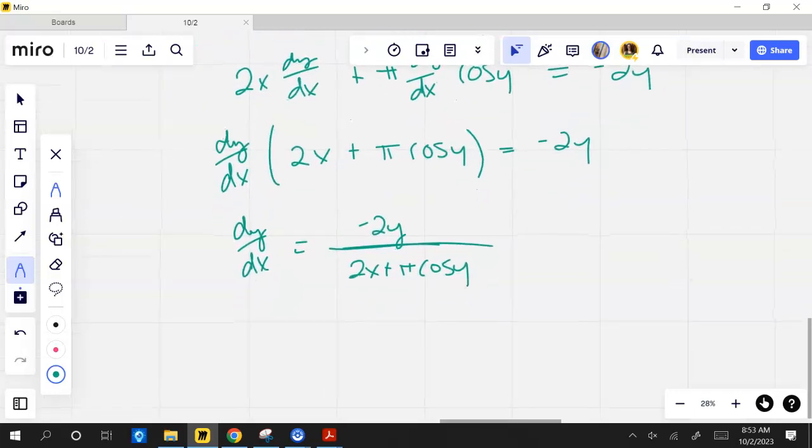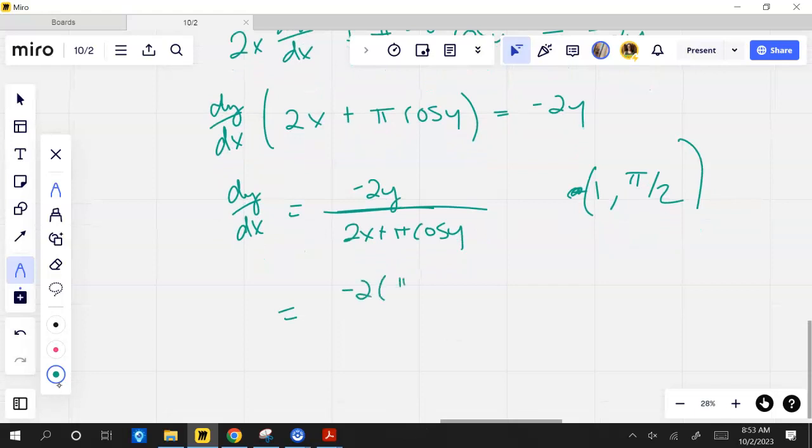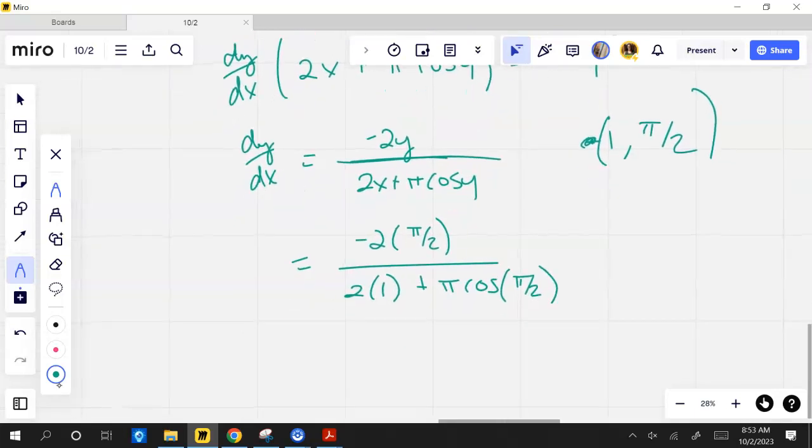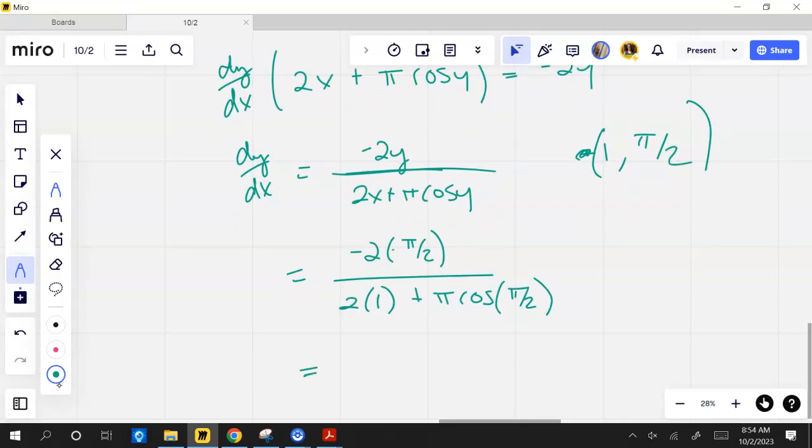All right. So now I'm going to plug this point in so that I find the actual derivative at this particular point. What point did I tell you? I'm looking at the wrong one. So there's 1, pi over 2. All right, so I'm going to plug in: negative 2 pi over 2, 1, pi cosine of pi over 2. That's what I got for the slope. Cosine of pi over 2, oh, it is 0. I lied. I didn't finish.